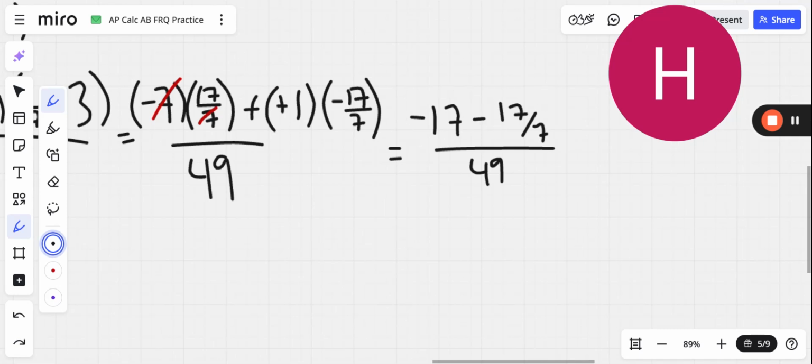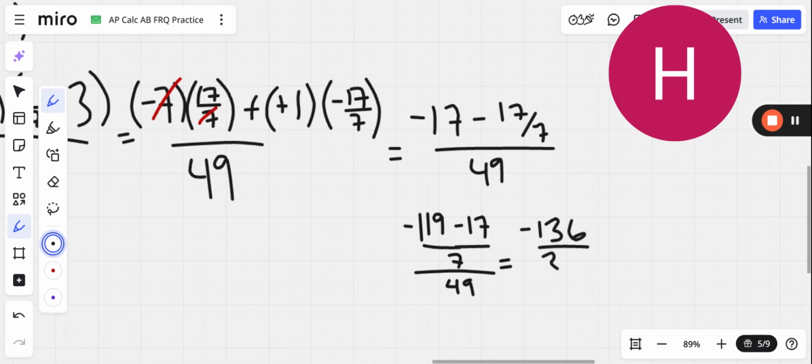So 17 is 17 times 7 sevenths, which is 119. So we have negative 119 minus 17 all over 7, and then that's all over 49. This is simply going to become negative 136. I know I say simply, right? Simply going to become negative 136 over 343.